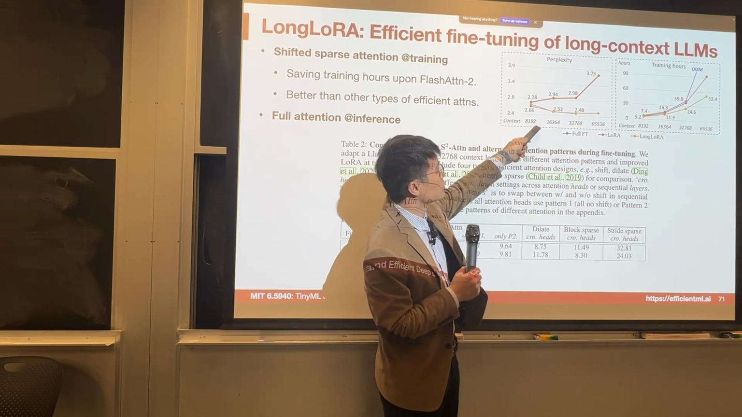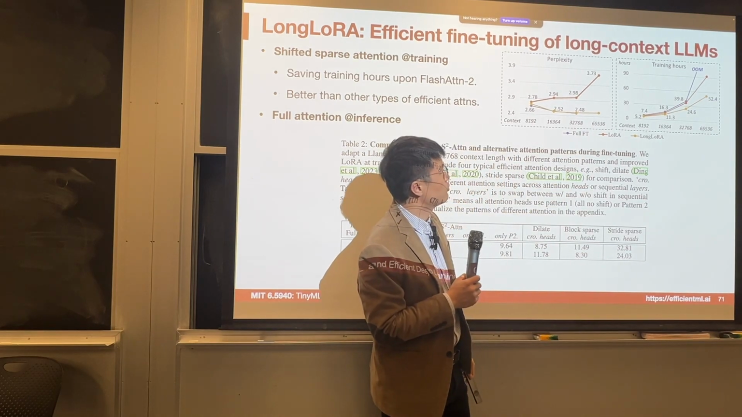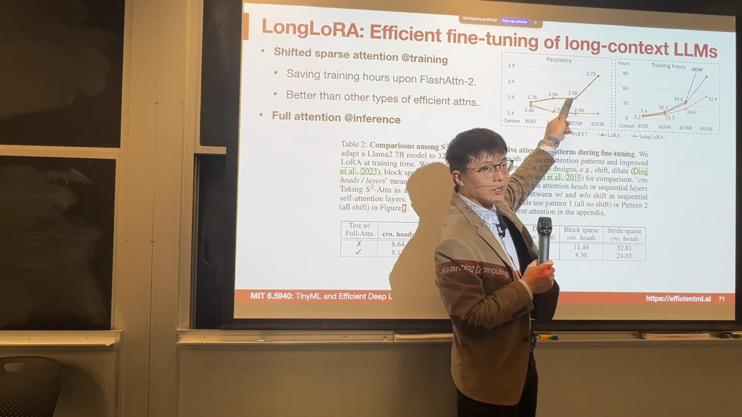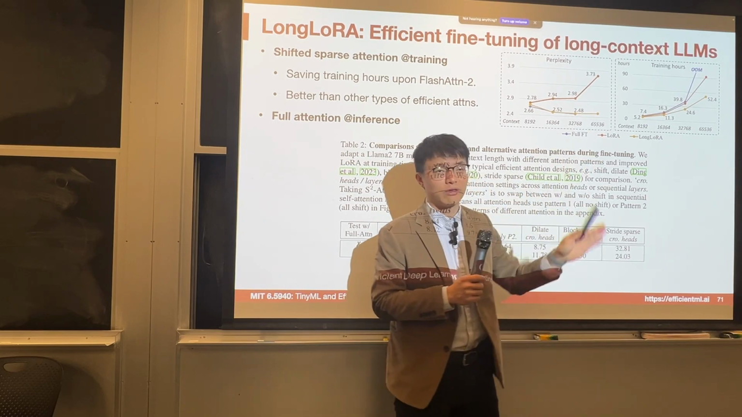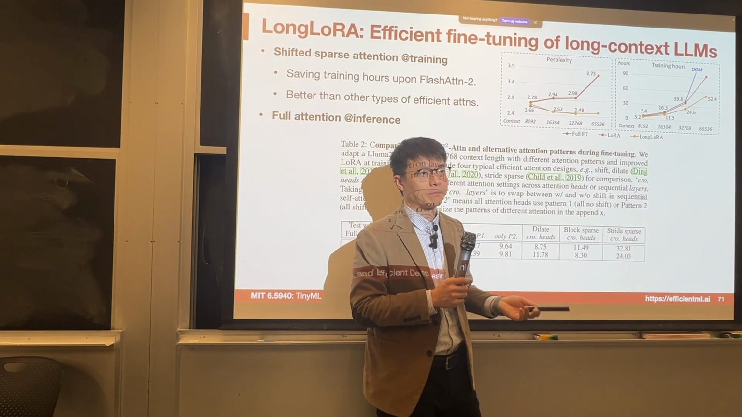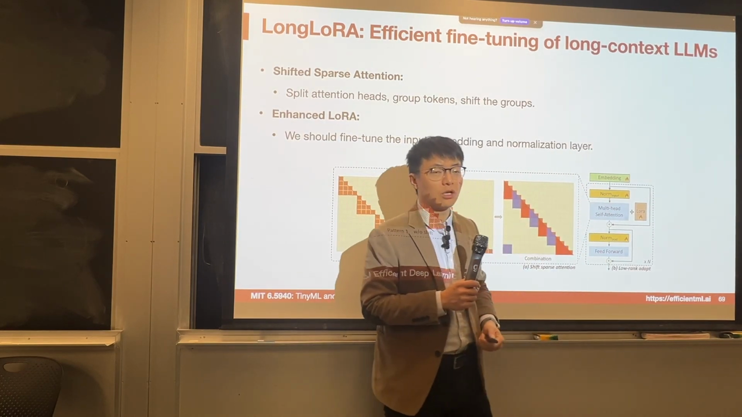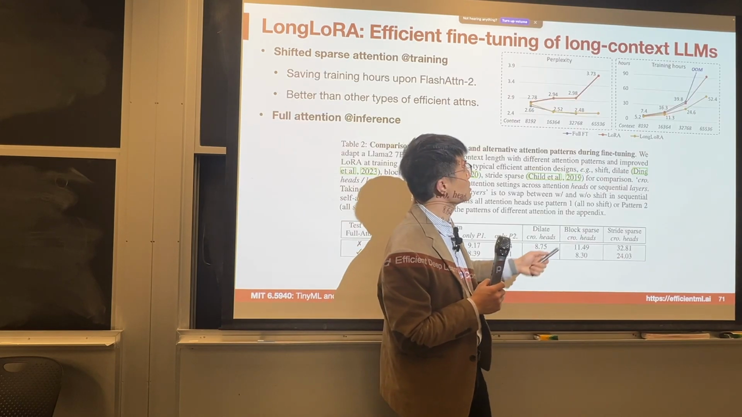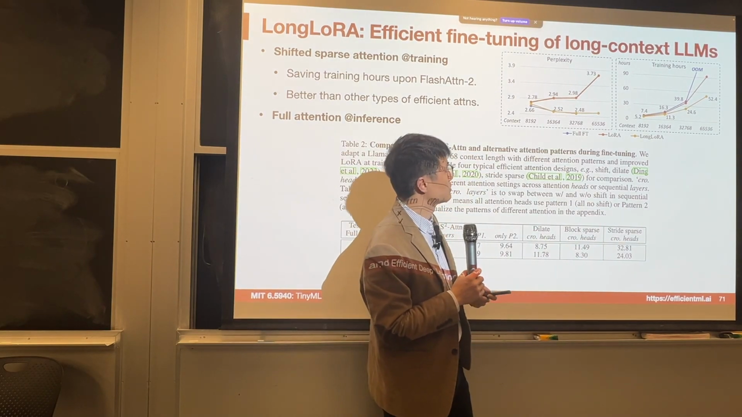The perplexity remains quite low all the way to 64K in this case, while the fully fine-tuned LoRA gets pretty poor performance. This is mainly because of doing LoRA without the enhanced LoRA, where we fine-tune the embedding layer and also the normalization layer, which is very crucial. Without fine-tuning these layers, naively using LoRA, the perplexity is pretty high.